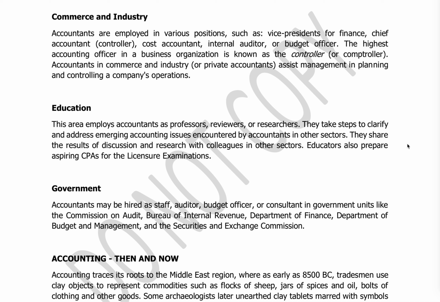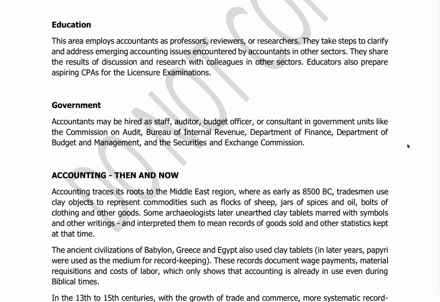So, ano ba yan? Accountants are employed in various positions such as Vice President for Finance, Chief Accountant, Chief Financial Officer, Cost Accountant, Internal Auditor, Budget Officer, and etc. O ano naman yung education? Kagaya namin. Kayo din in the future if you want. So this is what we call education. You are being an academician. You teach the future accountants. So this area employs accountants as professors, reviewers, or researchers.